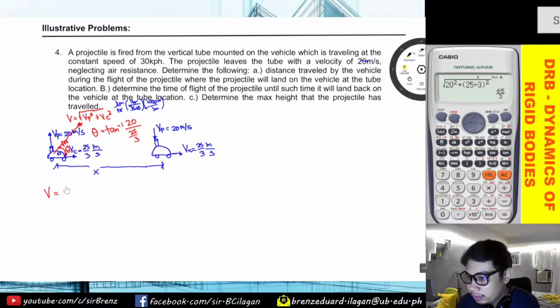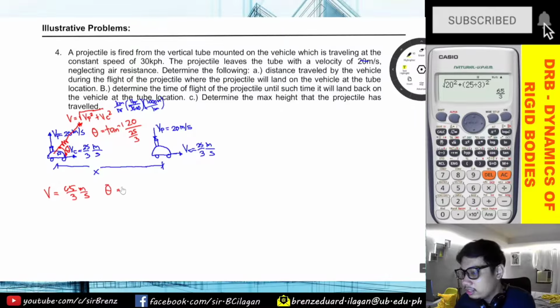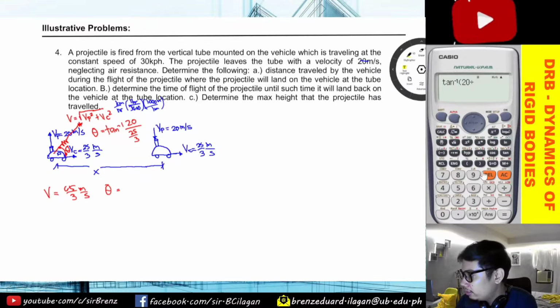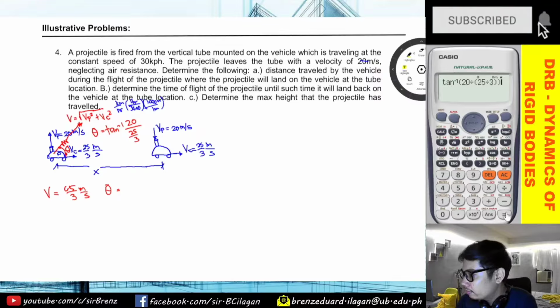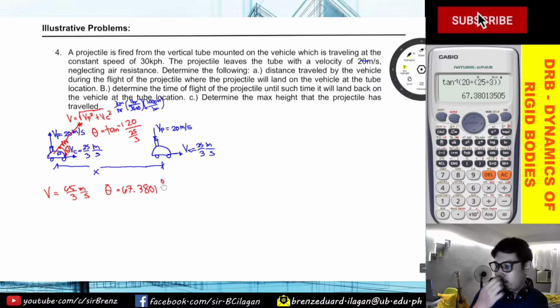So that is just the square root of 20 squared plus (25 divided by 3) squared. So 65 over 3 meters per second. And for the angle theta, that is equal to arctangent of 20 divided by 25 over 3. So 67.3801 degrees.